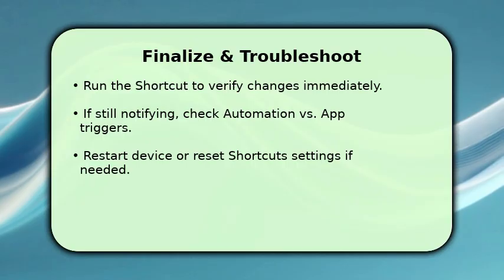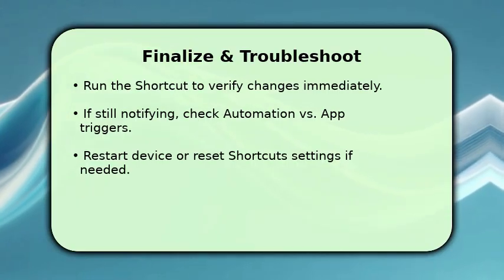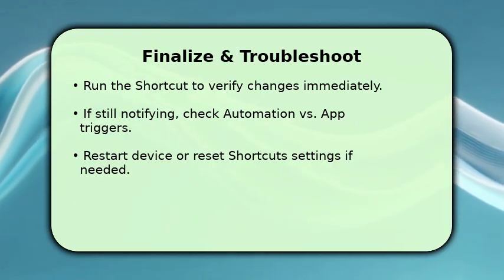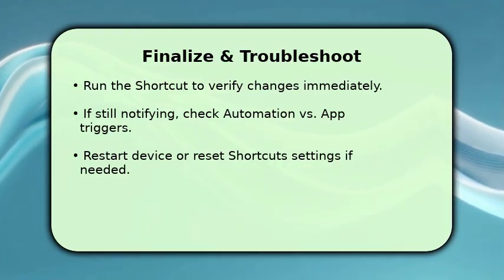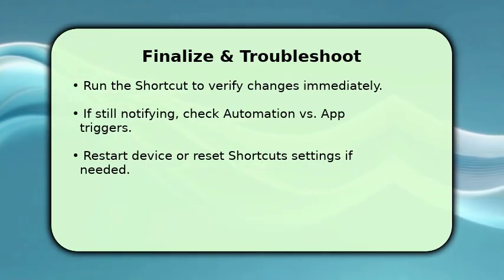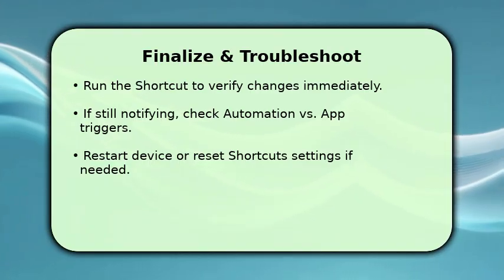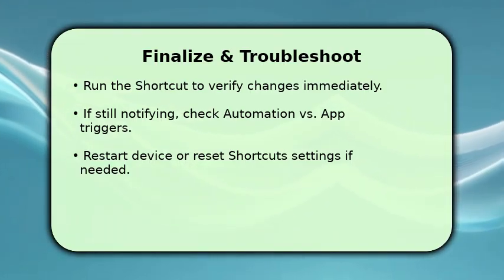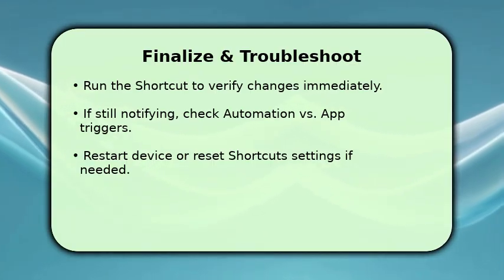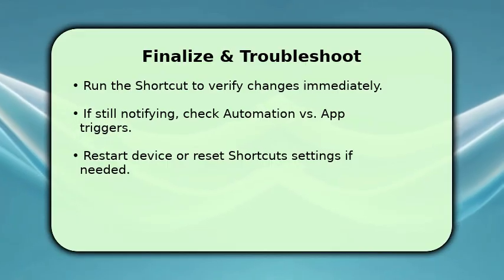If notifications persist, double-check whether the shortcut is being executed as an automation or from an app. Automations sometimes use different notification paths. Make sure focus modes or notification summary settings aren't re-enabling alerts. If problems continue, restart your device and, as a last resort, reset Shortcuts preferences in settings to clear stuck states. This usually resolves lingering notification issues.